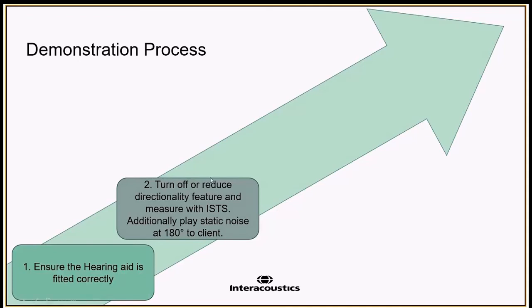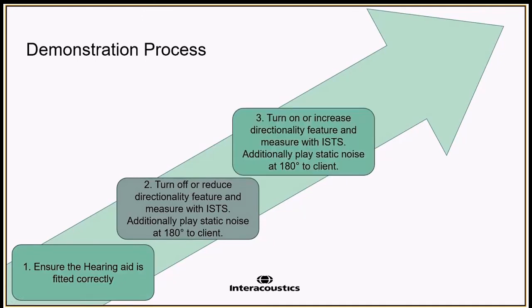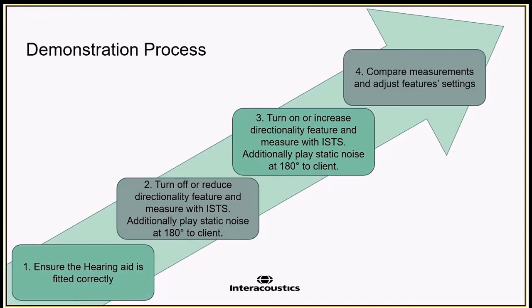Again, we want to get a before, so we would turn the feature off so we understand what the hearing aid is doing without that feature enabled. And then we run an after. So the patient is still in the same position with the same signal, speech from the front and noise from the back, but we have the feature on this time. Then finally, we can compare these measurements and adjust the features in the settings.